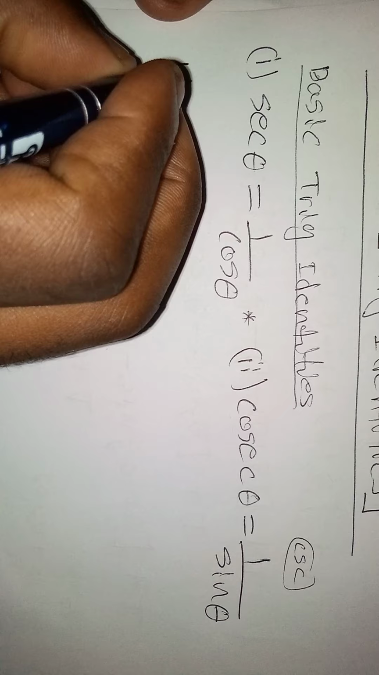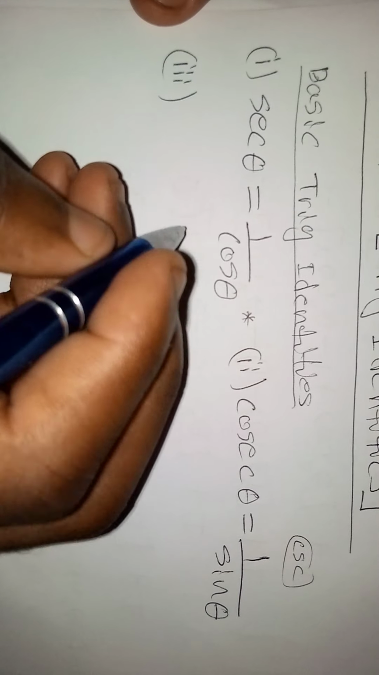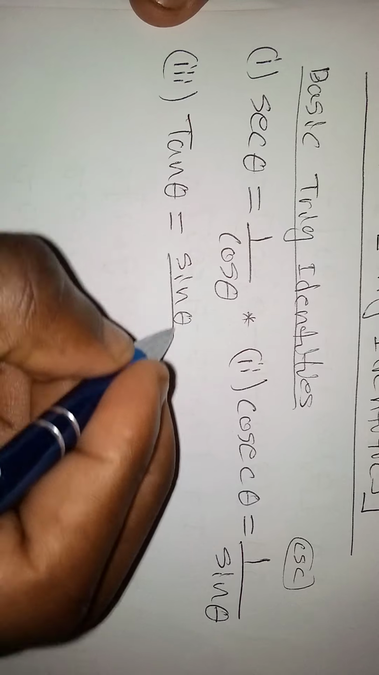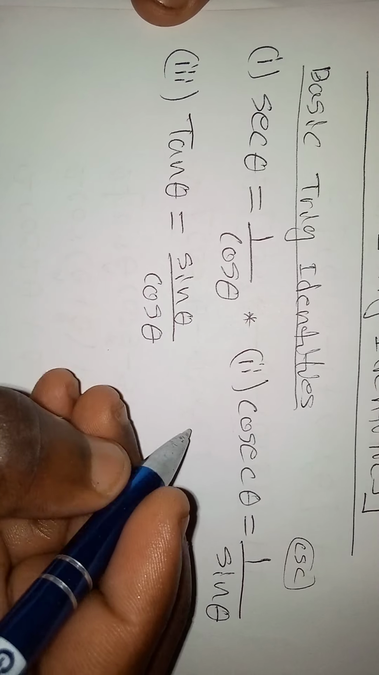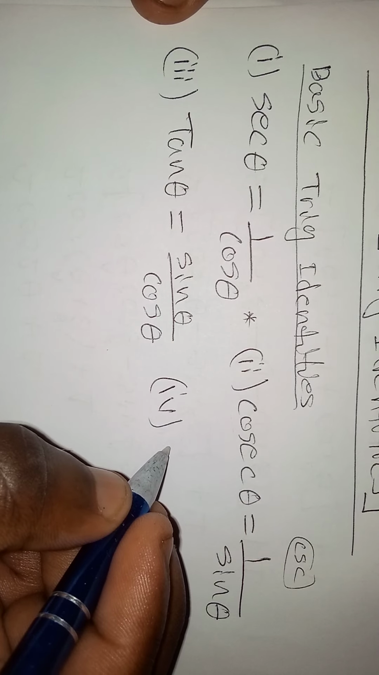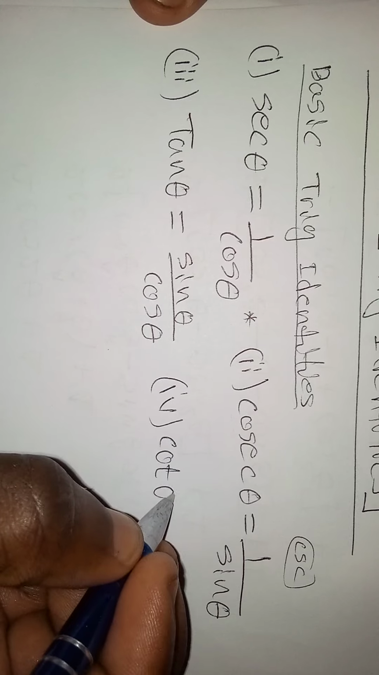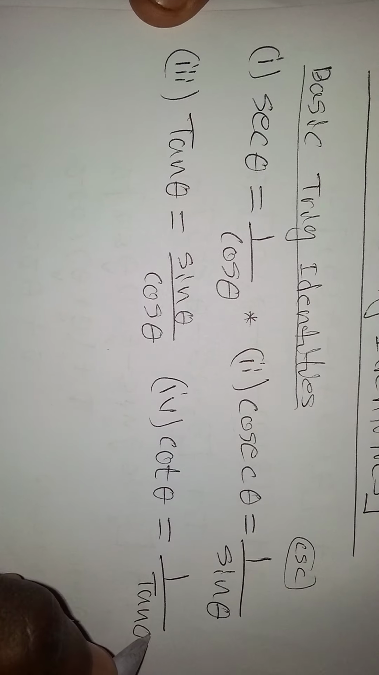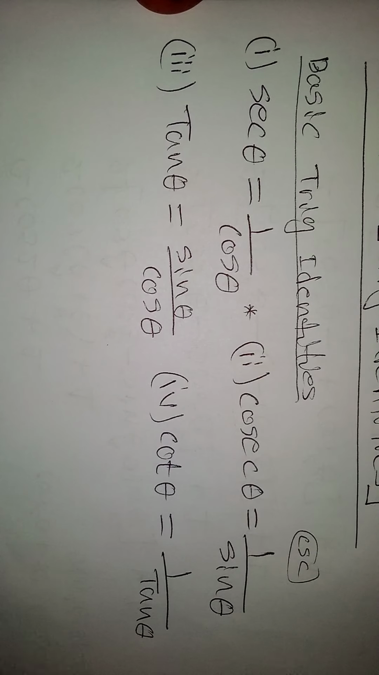Okay, then part 3, where tan theta is equal to sine theta over cos theta. Okay, then number 4, we have the cotangent, which is abbreviated as cot, which is equal to the reciprocal of tan theta. Okay, so these are the 4 basic identities that you need to know.